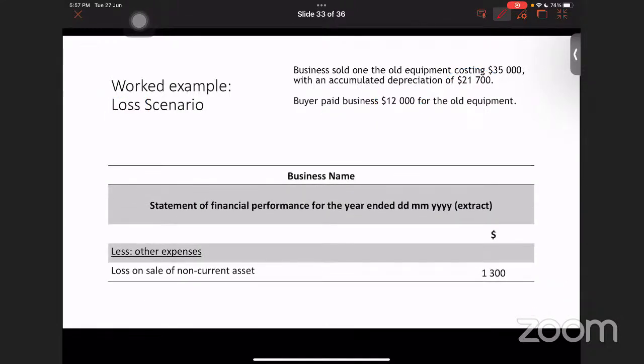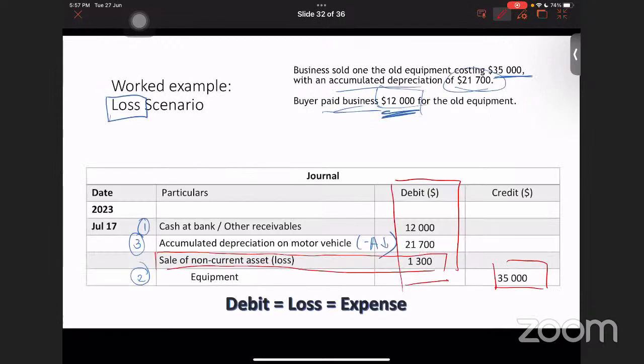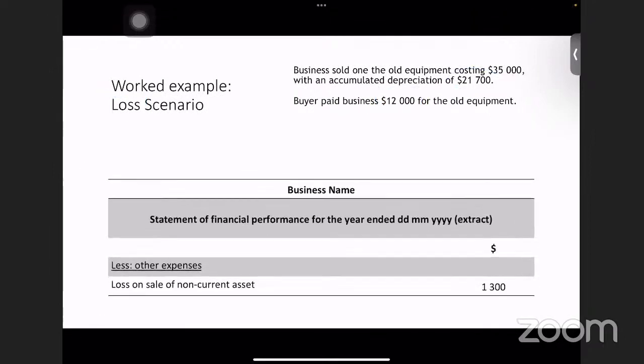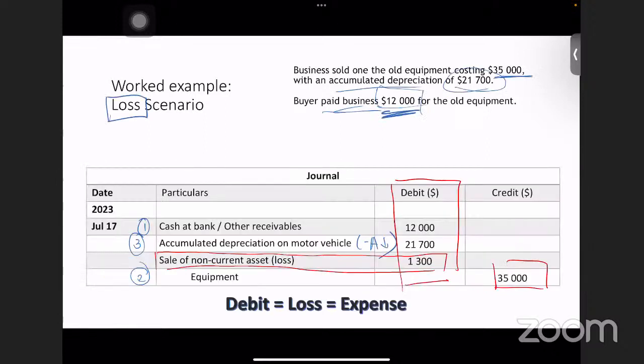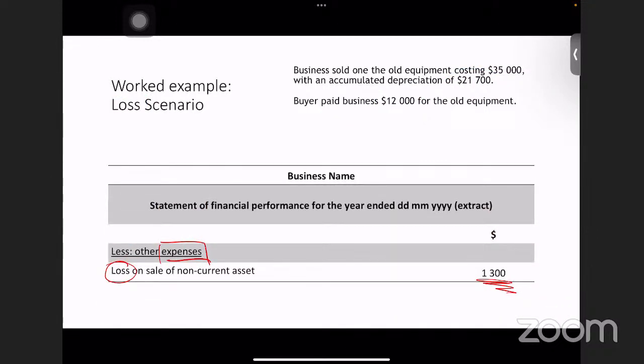Okay, so here, same idea, it is an expense. It's a loss, so I will just show it here under other expense. This is a loss. So this number will be the balancing figure. It is this one. Please do not take this, okay? No, this is the balancing figure.